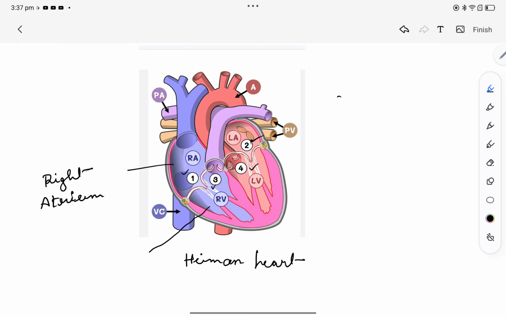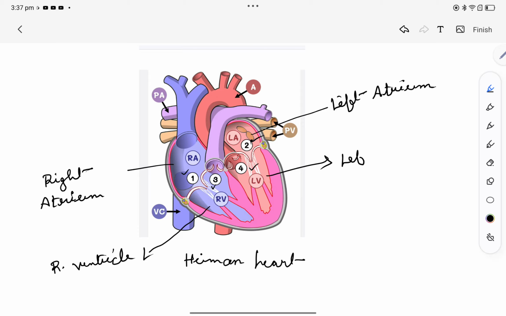This one is what? This one is the right ventricle. Fine. This one is again the left atrium. You can also call them auricles. Fine. And this one is the left ventricle. So as I have mentioned earlier, the atria are receiving chambers. It means blood comes to the atrium first. It means the atria receive the blood.